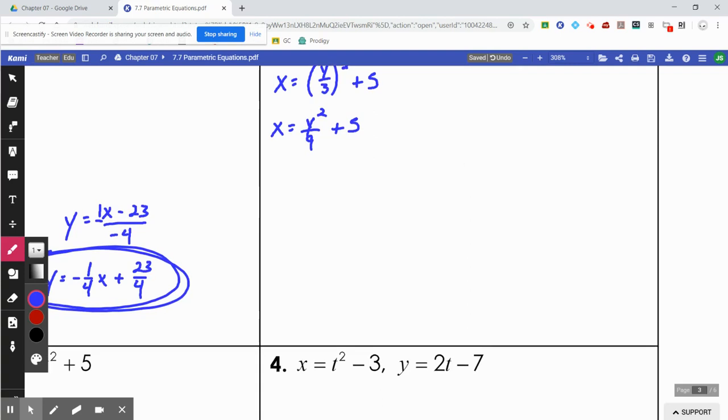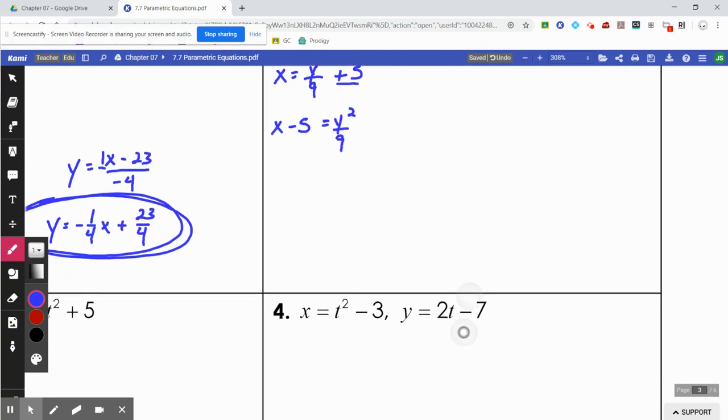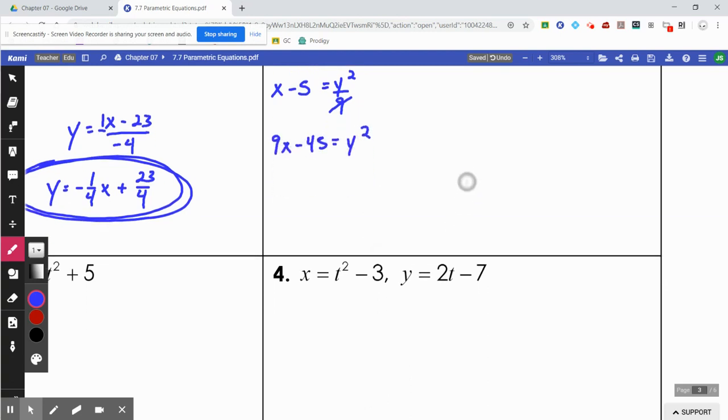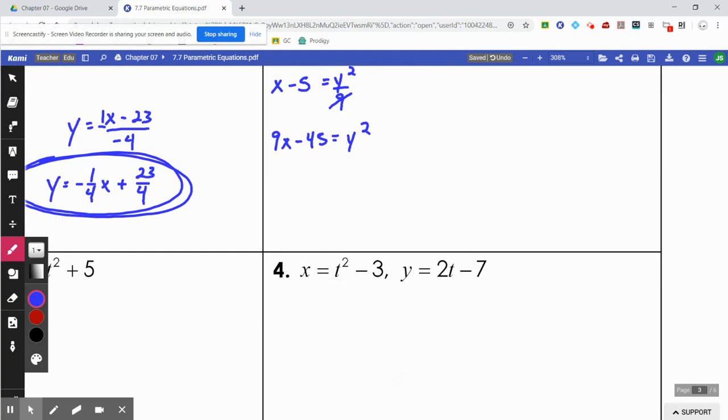And now it's simply getting, again, y by itself. Let's move our plus 5 over by doing minus 5. So that gives you x minus 5 equals y squared over 9. Get rid of the 9 by multiplying. It gives you 9x minus 45 is y squared. And make sure when you get rid of that square, and I'm going to put the y first, y is equal to, don't forget your plus and minus square root. So plus and minus the square root of 9x minus 45.